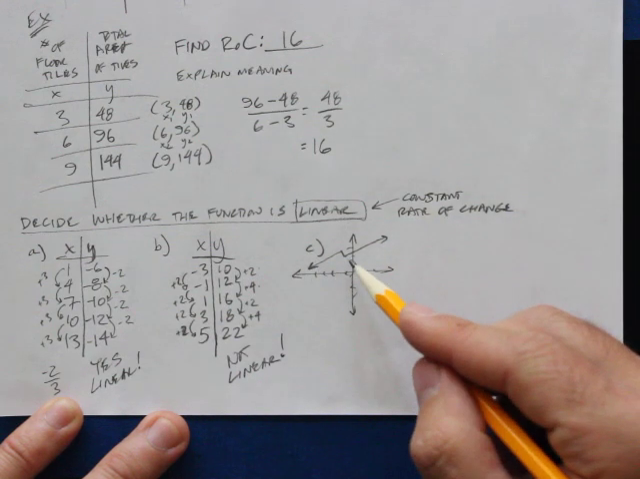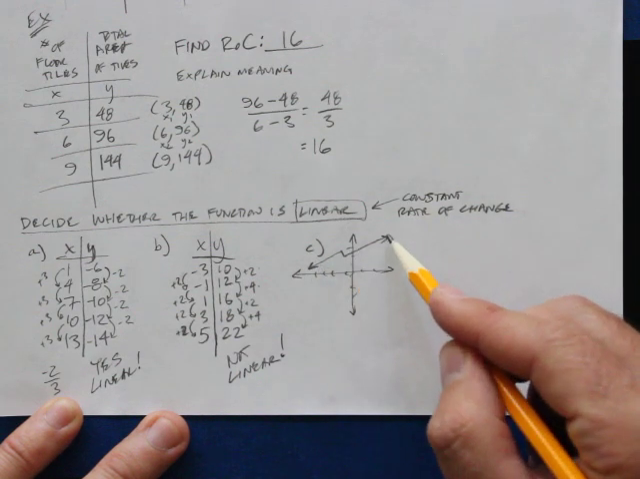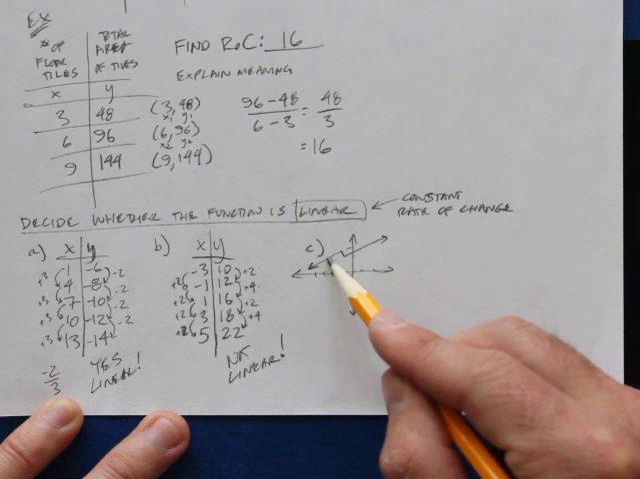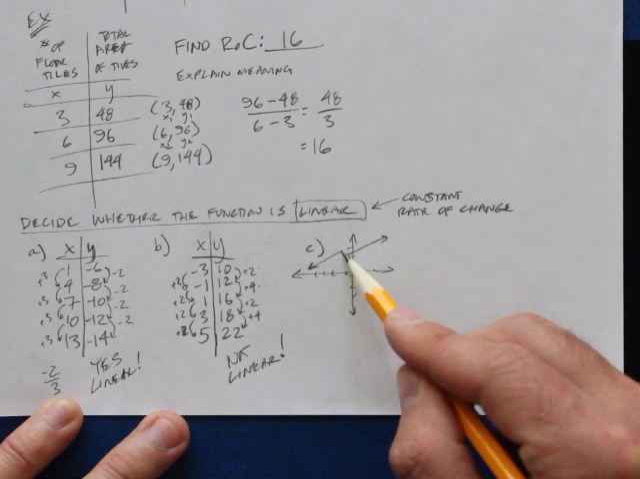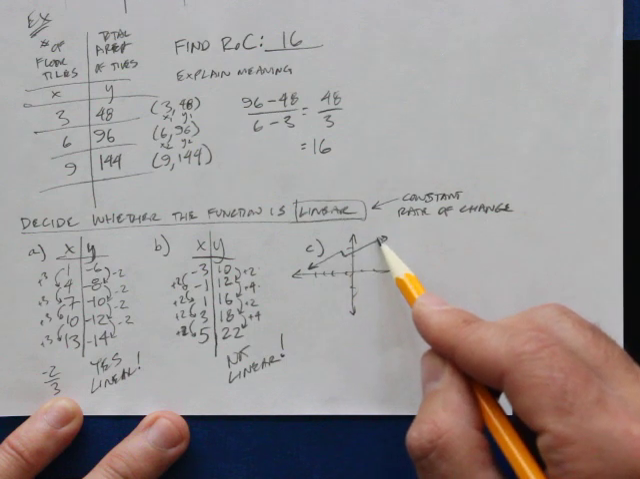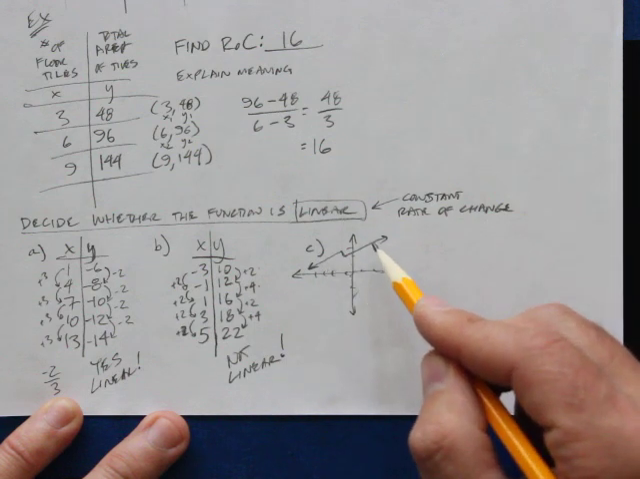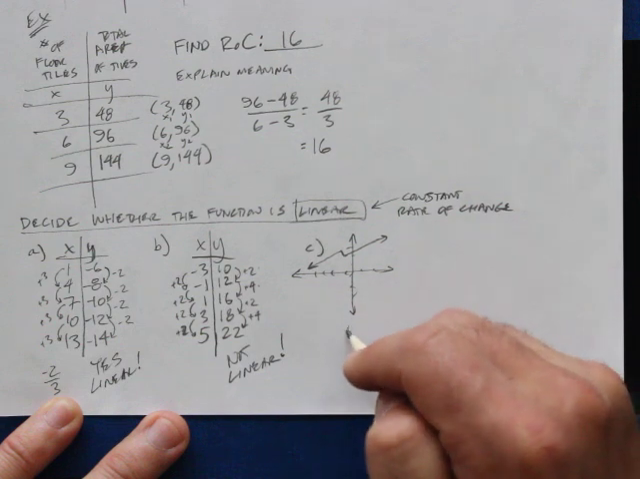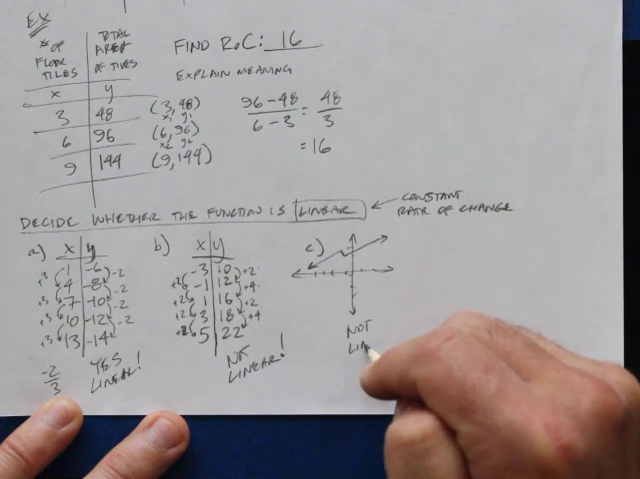Now, is this a constant rate of change? Notice how it goes up, steady, steady, steady, then it goes down a little bit, so my slope changes, and then it goes back up again. This is not a constant rate of change, so that means this is not linear.